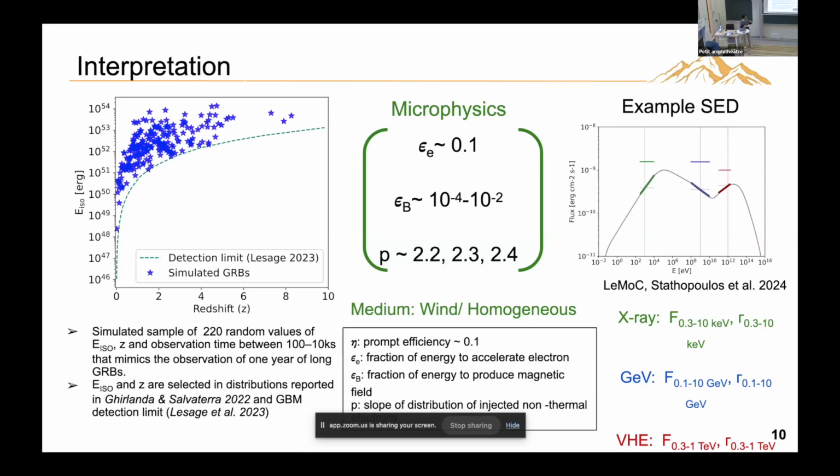What we would like to do with this simulated sample, as I mentioned before, is find a set of microphysical parameters, such as the prompt efficiency or the fraction of energy which goes to accelerate the particles or is given to produce the magnetic field, to find out whether with these microphysical parameters we can explain the X-ray and the GeV emission. For that, I used the self-synchrotron Compton code based on the Lemoine model to get my observable flux plus the spectral indices in the given energy ranges: X-ray, GeV, and VHE.